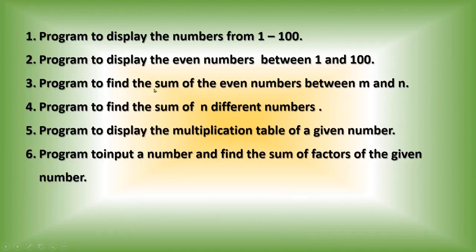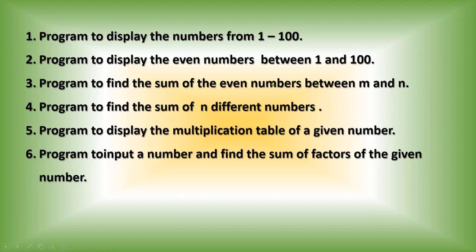So this is a program to find the sum of the even numbers between m and n. These are the questions we already did using a while loop. I'm just converting the same program into a for loop. The only difference is that one: the other one you did using a while loop, and here I am doing it using the for loop.